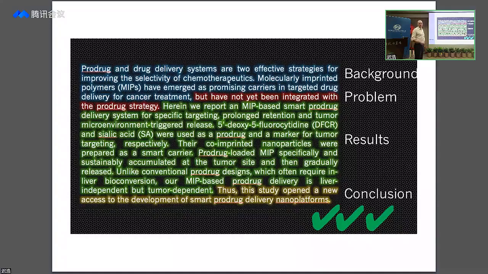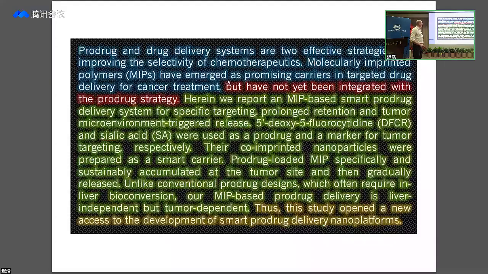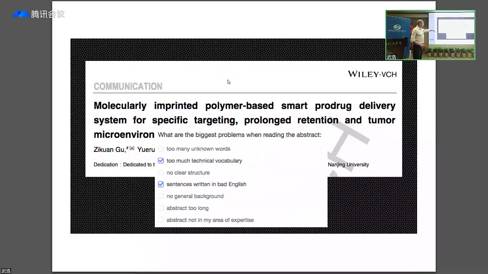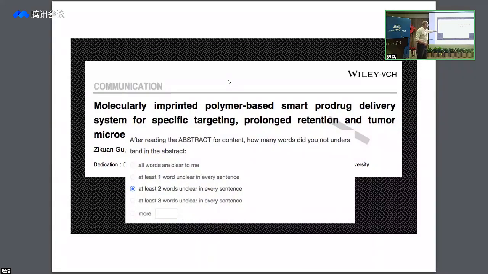There's no information really. It's kind of a blah blah statement that you find in many papers, but they don't say much here. So this is something you need to pay attention to. Now I want to come back quickly to this point the student made here. Too much technical vocabulary and at least 2 words unclear in every sentence.